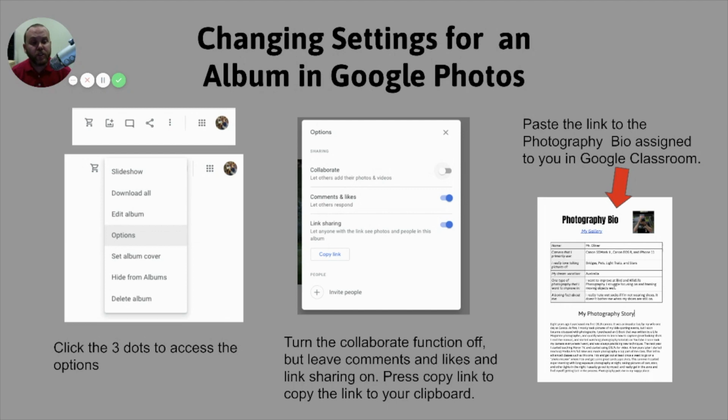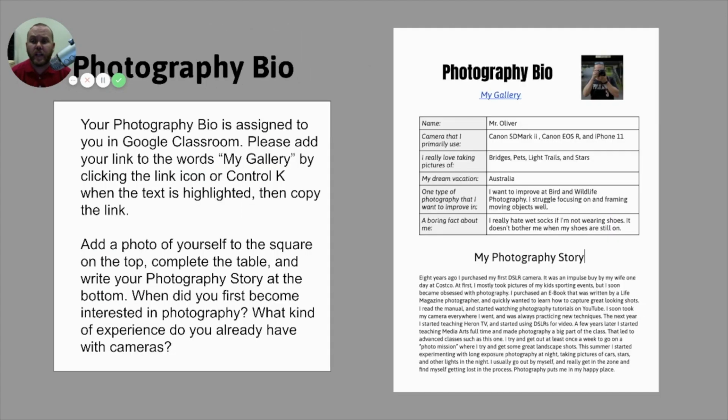All right. And then on the photography bio, you are going to do a number of things on that table there and then write your photography story. And here is that. So your photography bio is assigned in Classroom. You're going to add your link to the gallery by clicking the link icon or Control K when the text is highlighted, then copy the link. You're going to add a photo of yourself to the top. So maybe get someone to take a picture of you, or maybe you have a selfie that you really want to add. I like that I have a picture of me taking a picture. I think it's fitting. And then you are going to complete the table.